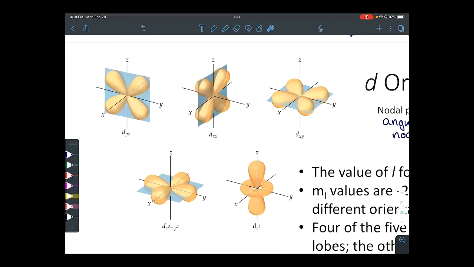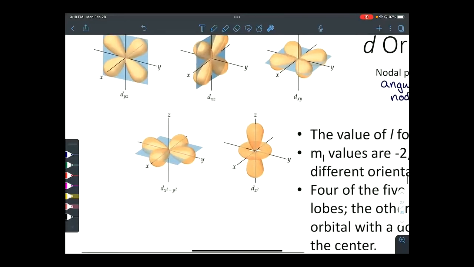So this one, dxy, all 4 lobes lie on the xy plane. Okay, so as chemists, we want the names to be clear and related to something, in this case, right? And so the other type of d orbital, dxz, lies on the xz plane. dxy lives on the xy plane, right? So those 3 are kind of easier to see, but the last 2 are a little bit different.